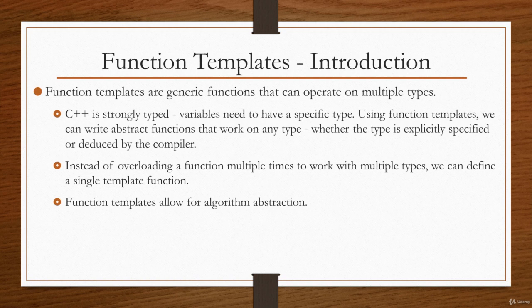How is all of this useful? Well, instead of overloading a function multiple times to work with multiple types, we can define a single function template. Function templates allow for algorithm abstraction because, let's say some other programmer comes along and uses your functions. Again, they are not necessarily interested in how the function is implemented, they just want to use it. And function templates have the same functionality, or in other words, the same algorithm, so they do the same thing, and sometimes you want those to do the same thing on different types.